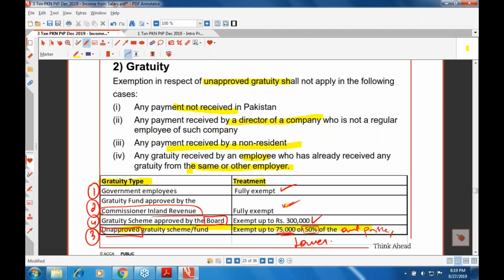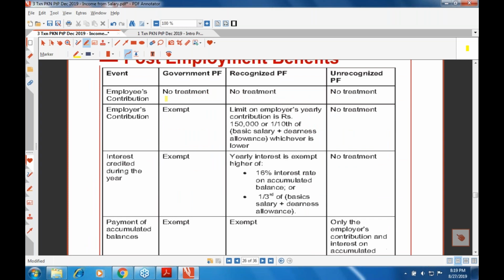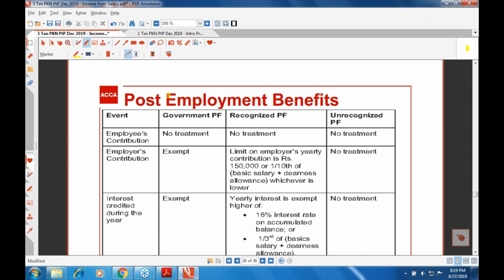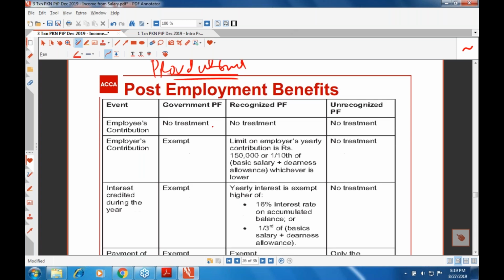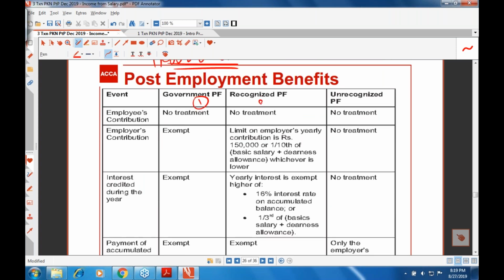Okay, the next aspect of this is basically about the Provident Fund. So if I talk about how the Provident Fund is accounted for, let's actually discuss. There are basically three types of Provident Fund. One is government, another is recognized, and the third is unrecognized.